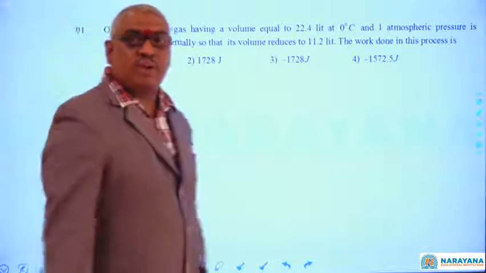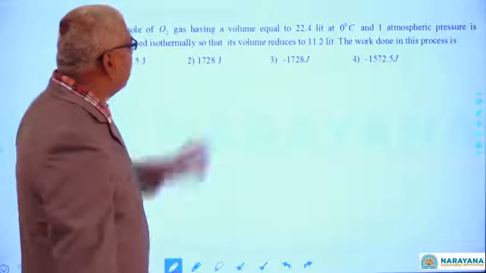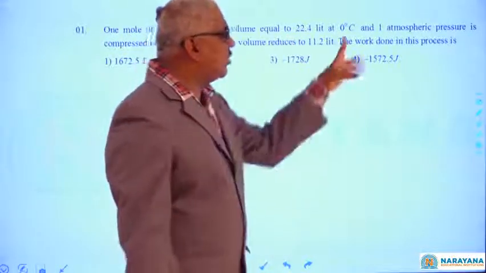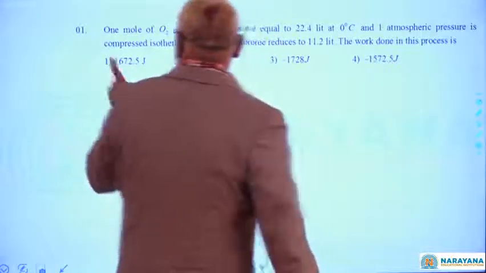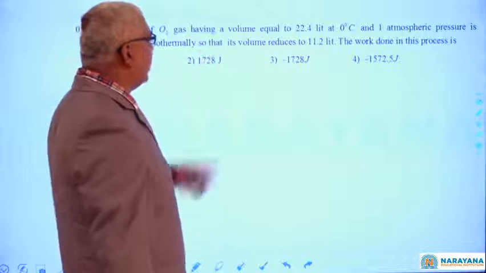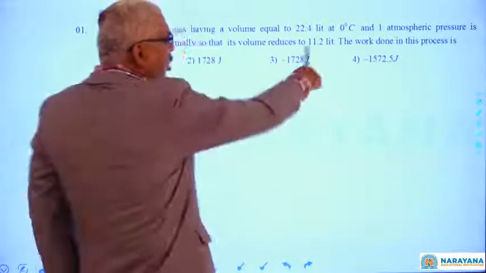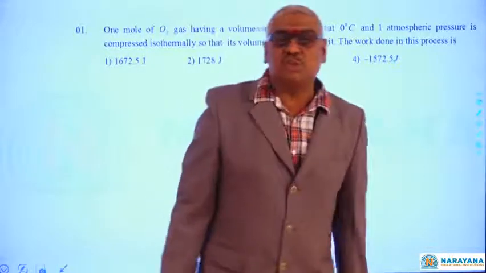The first question is displayed on the board. One mole of oxygen gas having a volume equal to 22.4 liters at 0 degrees Celsius and 1 atmospheric pressure is compressed isothermally so that its volume reduces to 11.2 liters. The work done in this process.